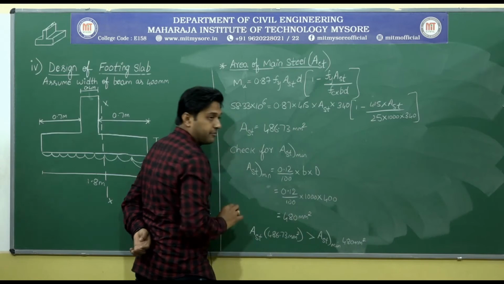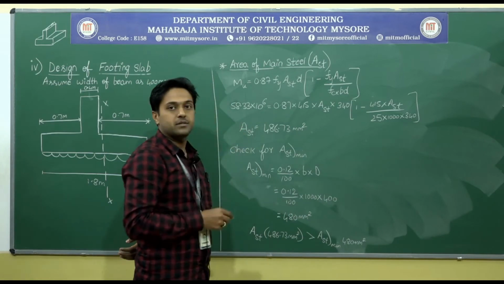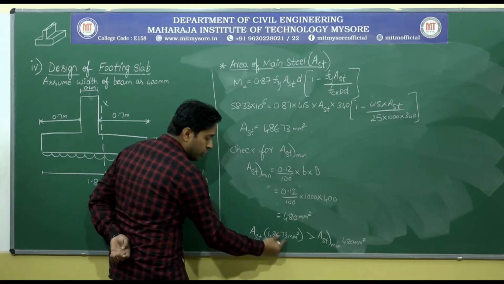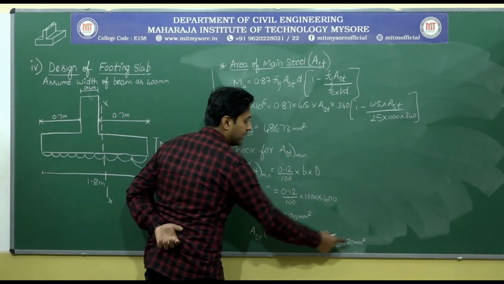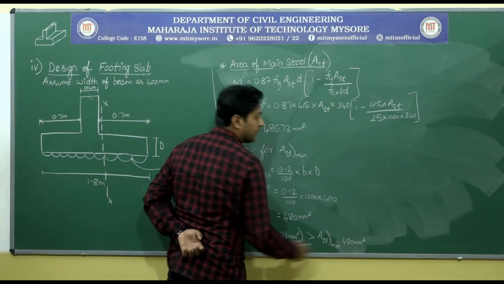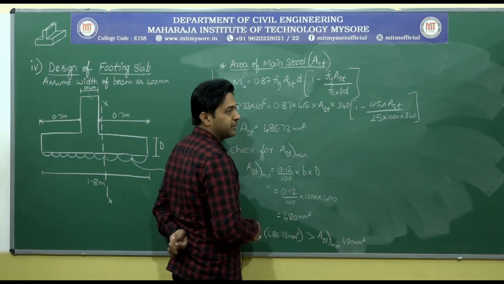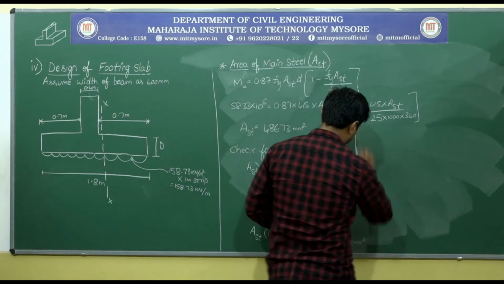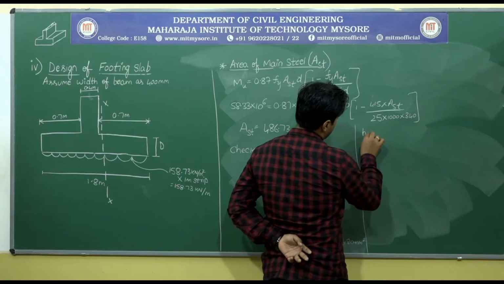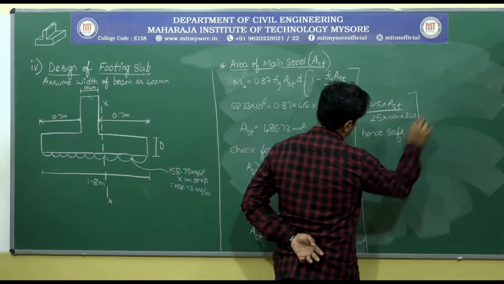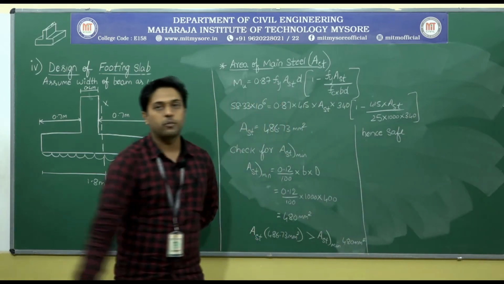So hence say, by chance, if the AST value was lower than this AST minimum, then you would have taken AST minimum value. So keeping this particular value, we would have continued further. Okay. So for now, it is safe. So no problem with this.